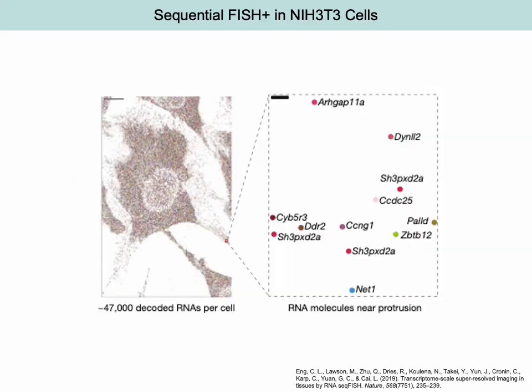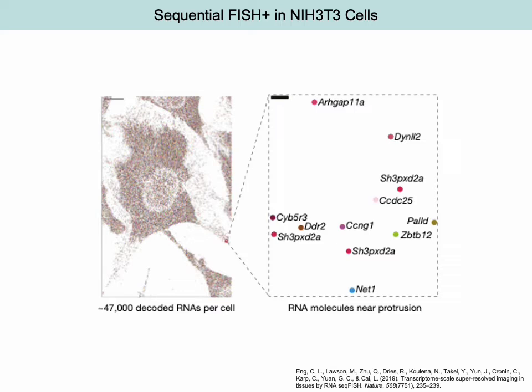Here, seqFISH has been applied in NIH 3T3 cells. This is our demonstration of how this works. On the left side, this gives you a general idea of what the image from the microscope actually looks like. And this is what I'm talking about: when you actually look at the image, it's pretty hard to tell which color is which in such a dense image.